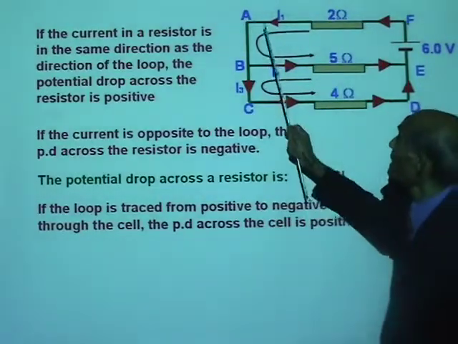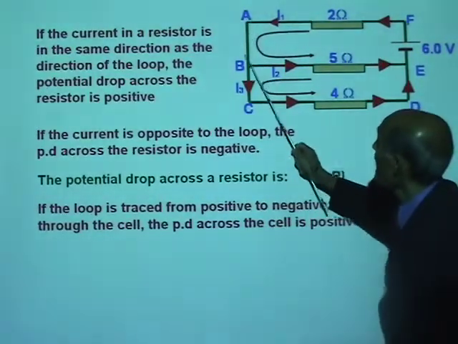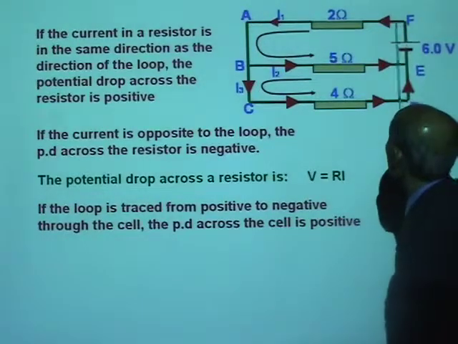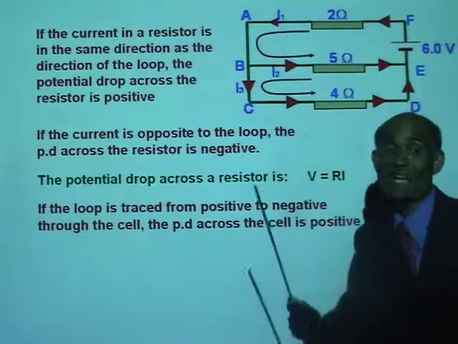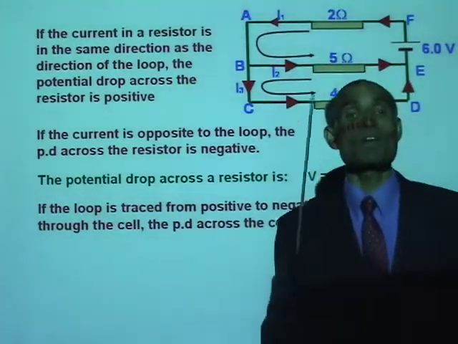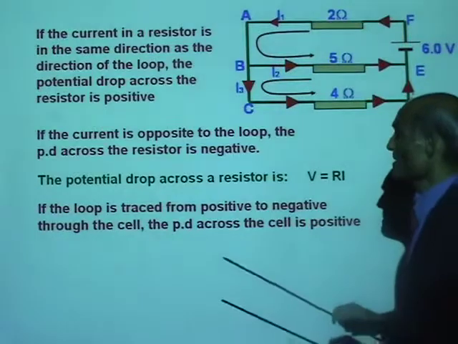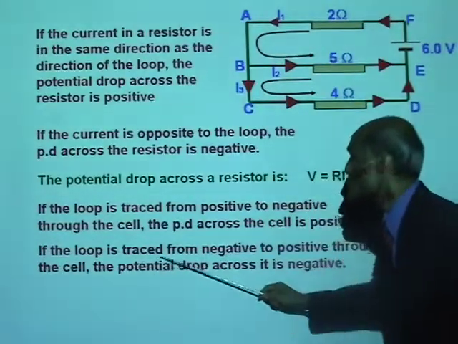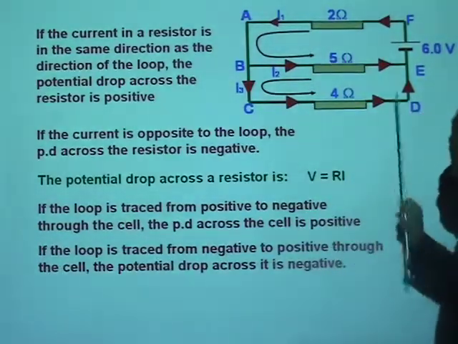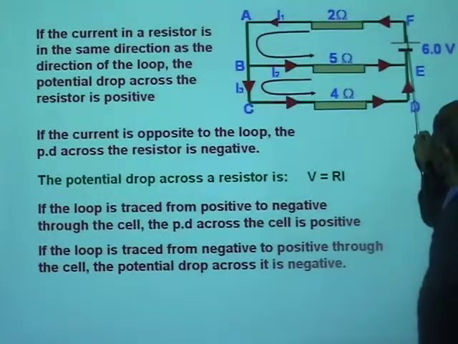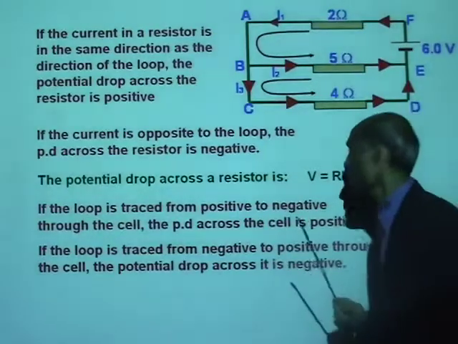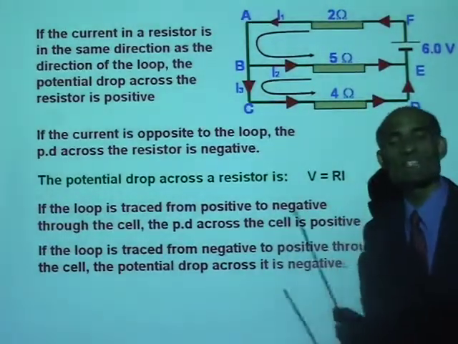On the other hand, if you trace out the loop for A, B, E, F, A, what is the direction in which the loop is traced out in the cell? It goes from negative to positive. Then the potential drop across the cell will be negative. So if the loop is traced out from negative to positive, then the potential drop across the cell will be negative.